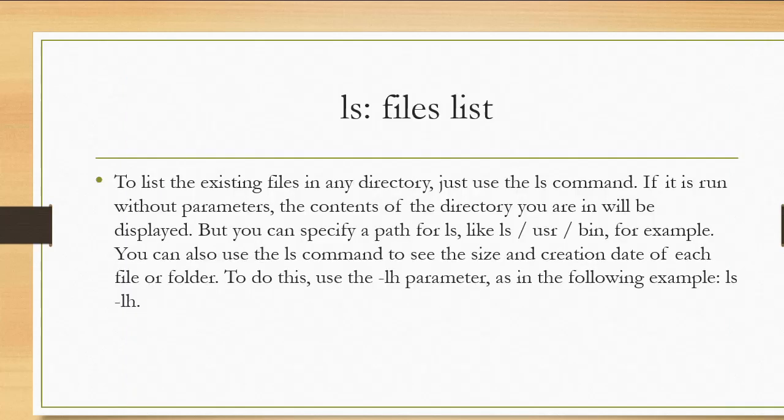Then we have ls, as another example, to list files. To list existing files in any directory, just use the ls command. If it is run without parameters, the contents of the directory you are in will be displayed. But you can specify a path for ls, like ls /usr/bin, for example. You can also use the ls command to see the size and creation date of each file or folder. To do this, use the -lh parameter as in the following example, ls -lh.